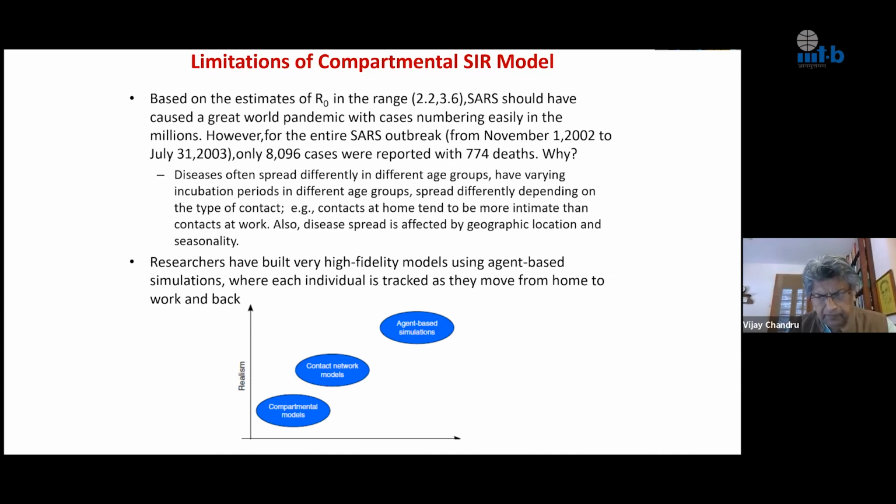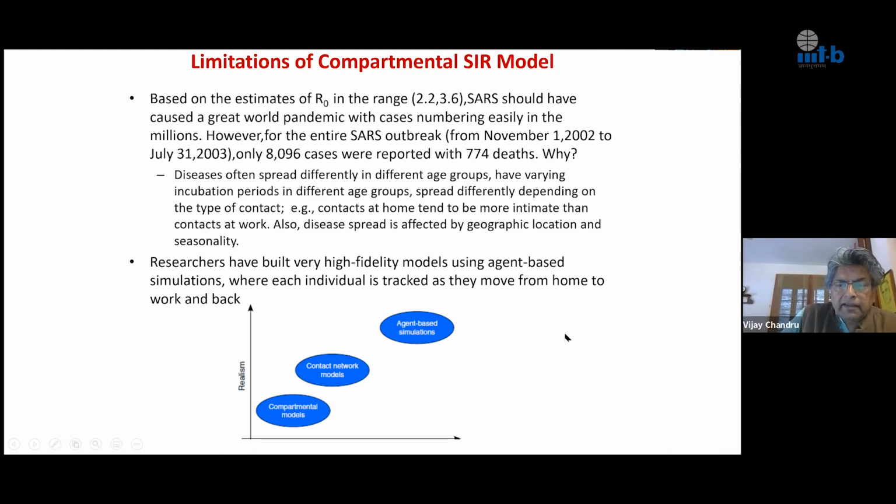And the same model was then adapted for Mumbai, and I think a group at TIFR led by Juneja also adapted the model for Mumbai. And these models were used in some sense both for tactical and strategic planning of responses to the pandemic.